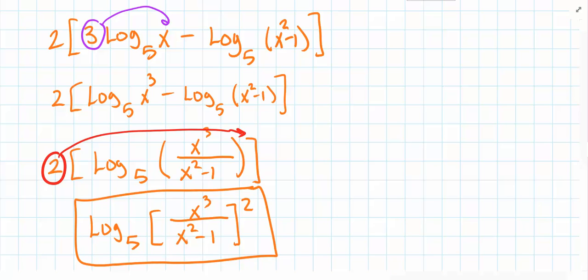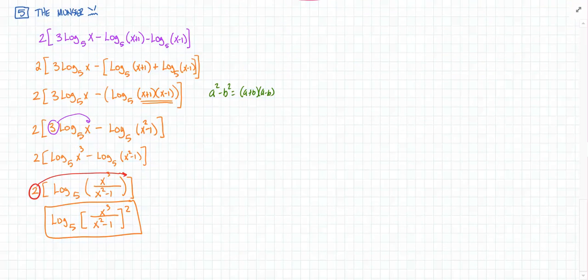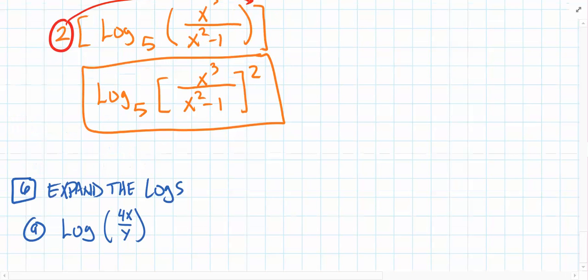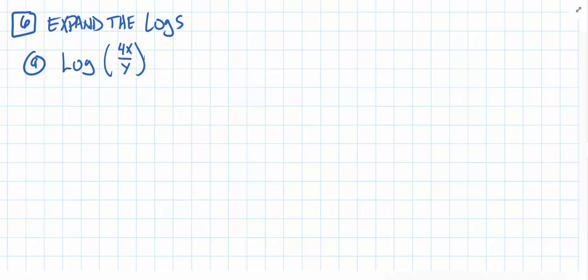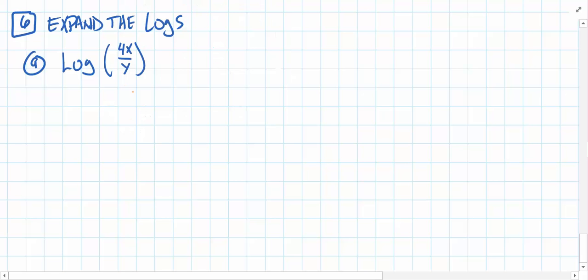Okay, let's go the other way now. We've just spent the whole time condensing. So now we're going the other way, we're going to expand it. So now I have log base 10 of 4x over y. Which property is this going to be? This is going to be the quotient property. So I can expand this as log base 10 of 4x plus log base 10 of y.